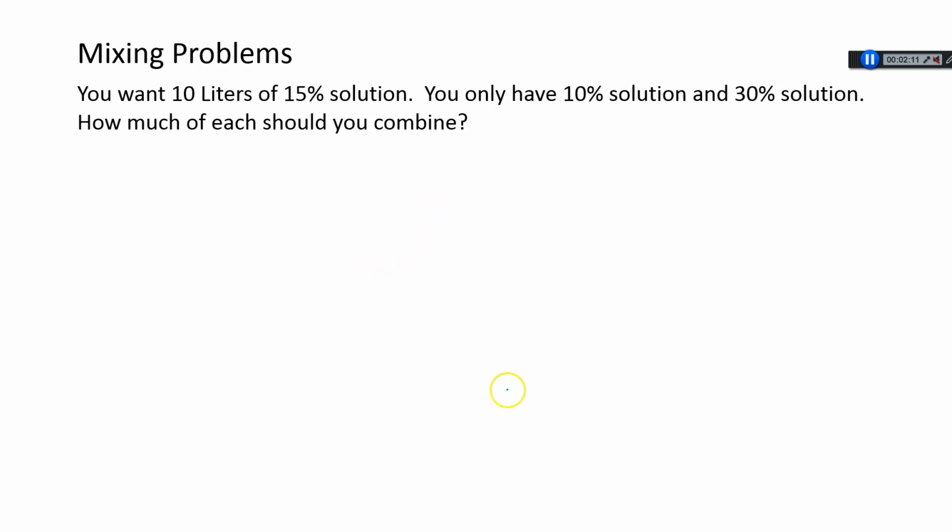So let's pretend this is something like Kool-Aid maybe. Could be anything. Could be an alcohol substance, or some kind of chemical. Anyway, you want 10 liters of 15% solution. You only have 10% and 30%. How much of each do you combine? This makes sense to me, right? You have 10, which is going to make it weak. You have 30, which is going to make it strong. But there should be somewhere you can mix these together to make a 15% solution.